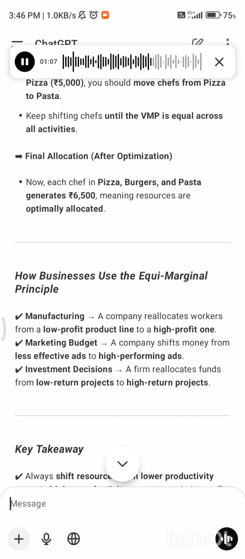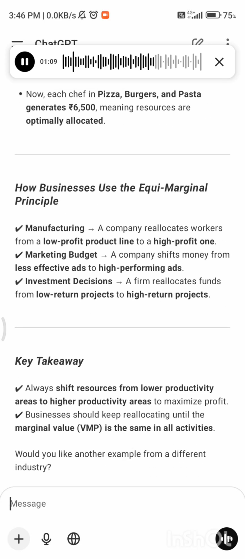How businesses use the equimarginal principle. Manufacturing: a company reallocates workers from a low-profit product line to a high-profit one. Marketing budget: a company shifts money from less effective ads to high-performing ads. Investment decisions: a firm reallocates funds from low-return projects to high-return projects.